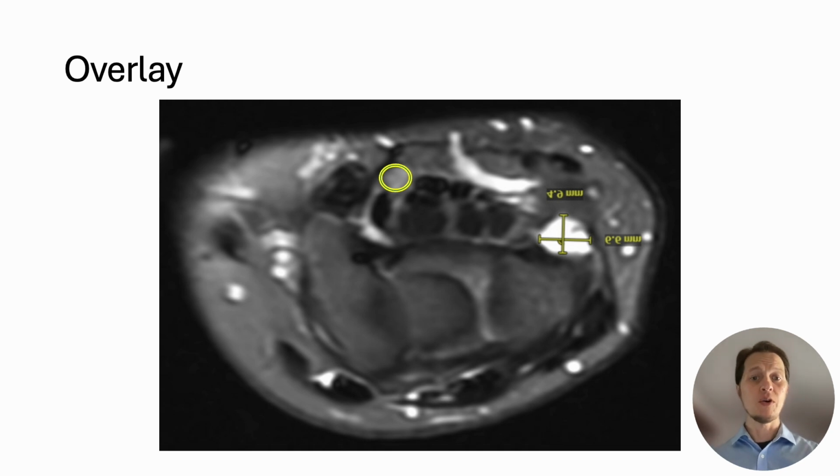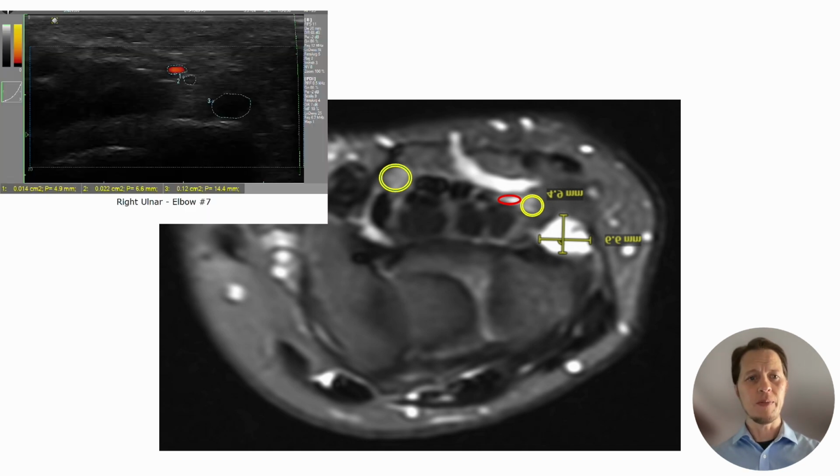So right here is your median nerve. Right there is the ulnar nerve. Right next to it is the ulnar artery. And yeah, we have a hyperintense T2 signal, which basically has all the characteristics of a ganglion. Interestingly, it is not putting any pressure on the ulnar nerve.